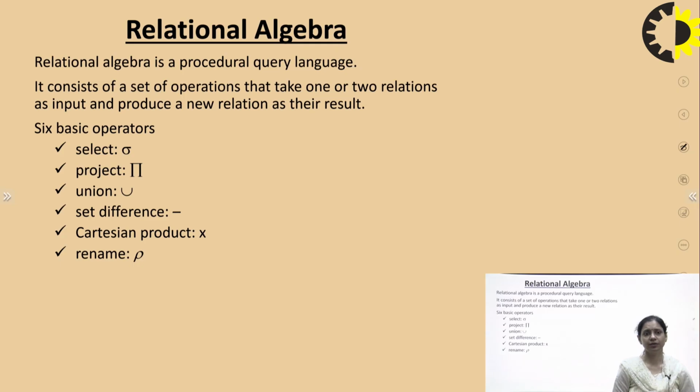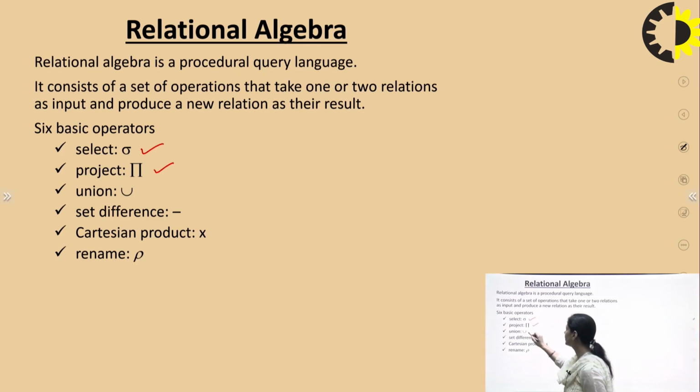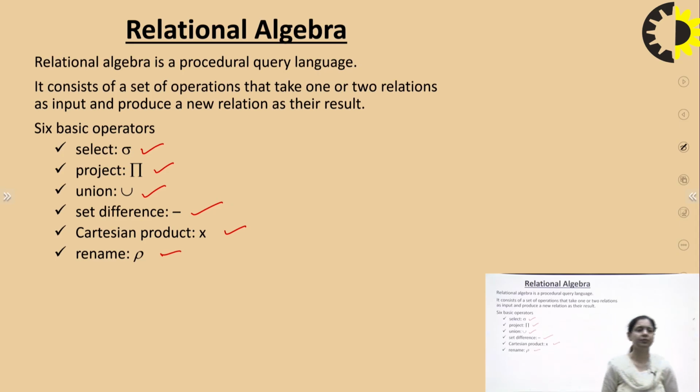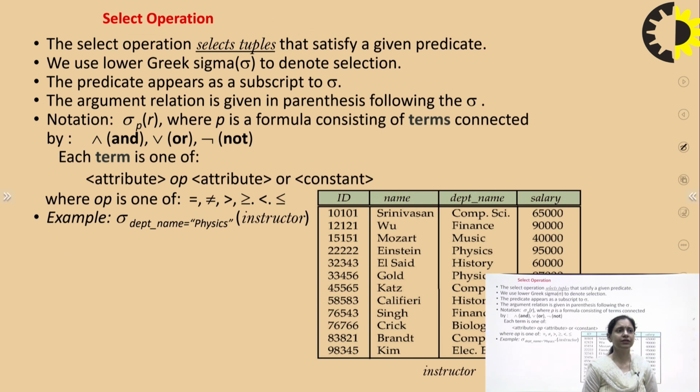There are 6 basic operations that we will be discussing in today's lecture. We have the select operation, the project operation, union operation, set difference, Cartesian product and the rename operation. So let's take them one by one. Coming to the first operation, that is the select operation.